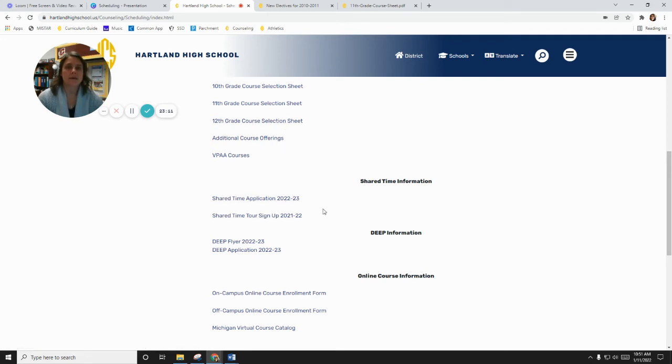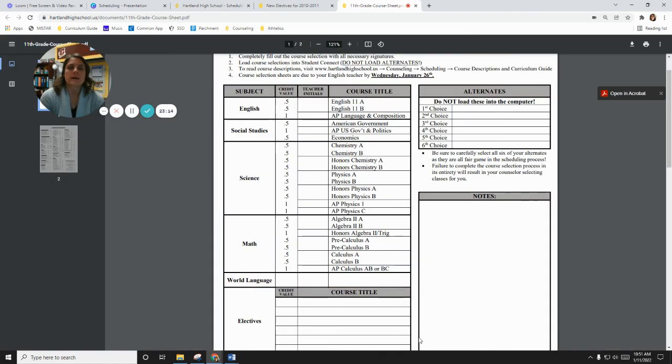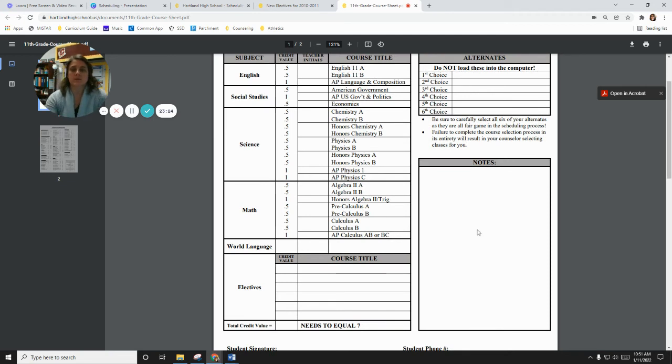So what would happen is, I'm going to pop back to the course sheet and show you. Let's say you have applied to a shared time program and I find out in mid-April that you got in. I'm going to pull your course sheet, and it's super helpful if you've made some notes on your course sheet about what you want to do. So over here in the notes box, and when you meet with your counselor in February, you can make some notes with them. You would write like, oh, I've applied to the culinary program, and then you can mark the classes that you want to keep if you get into culinary, or you could mark the classes that you want to drop if you get into culinary.